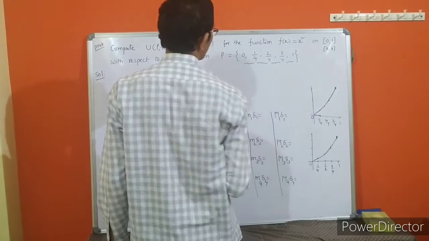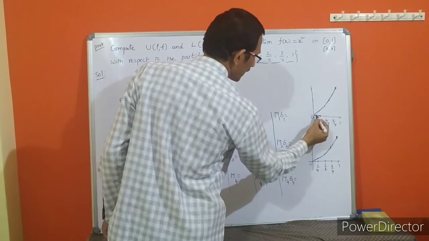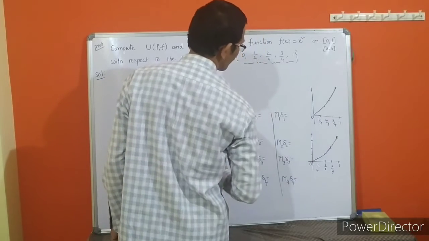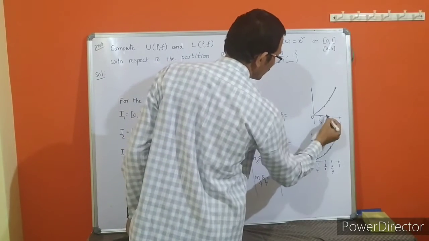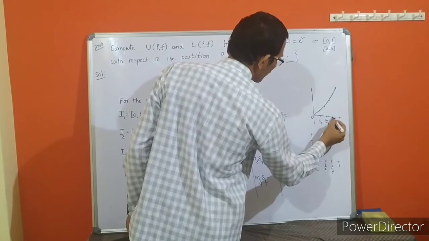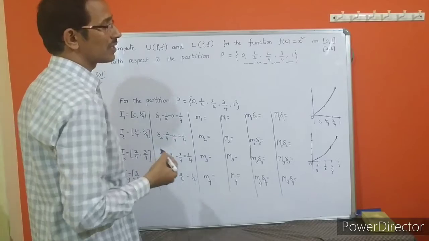For the function f(x) = x², what is the maximum on the interval 0 to 1/4? What is the supremum on 1/4 to 2/4? Likewise, what is the supremum on 2/4 to 3/4, and on 3/4 to 1, what is the supremum?